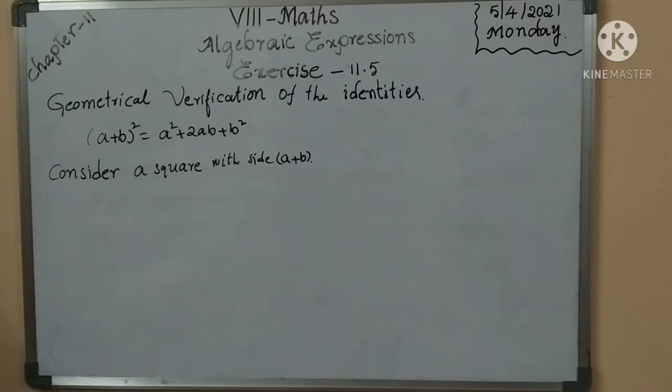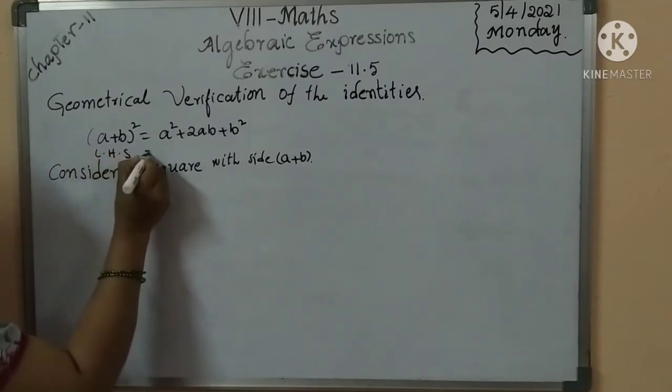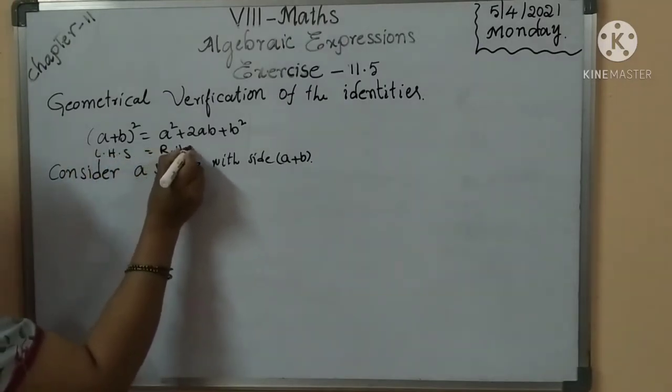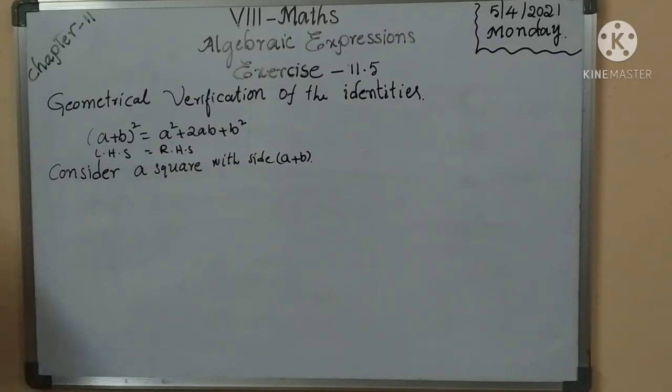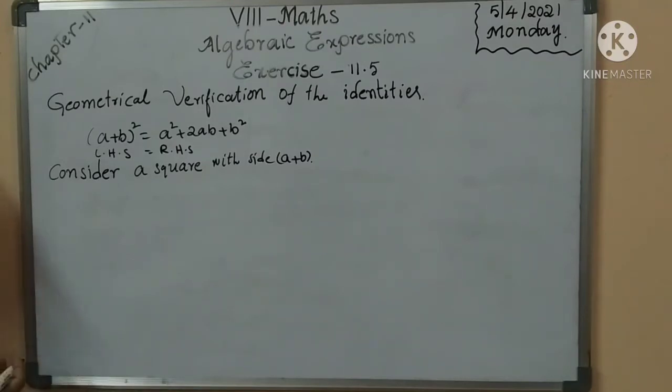So, in this first identity, the formula is (a plus b) whole square is equal to a square plus 2ab plus b square. The left side is the LHS and the right side is the RHS. Now we have to take any one side and prove that it equals the other side. Okay, now consider a square with side a plus b.